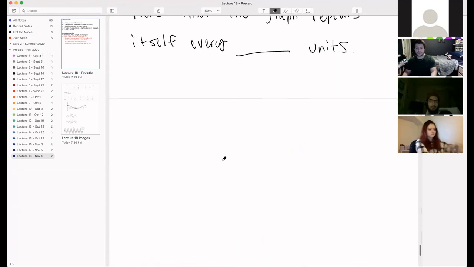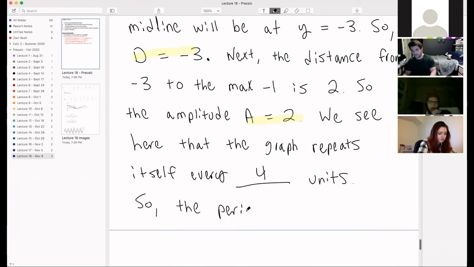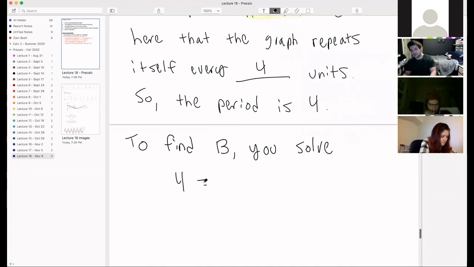Well, let me scroll back down. So we see here that the graph repeats itself every 4 units. So the period is 4. Okay, so now we need to find B. To find B, you solve. You set the period equal to 2 pi over B.